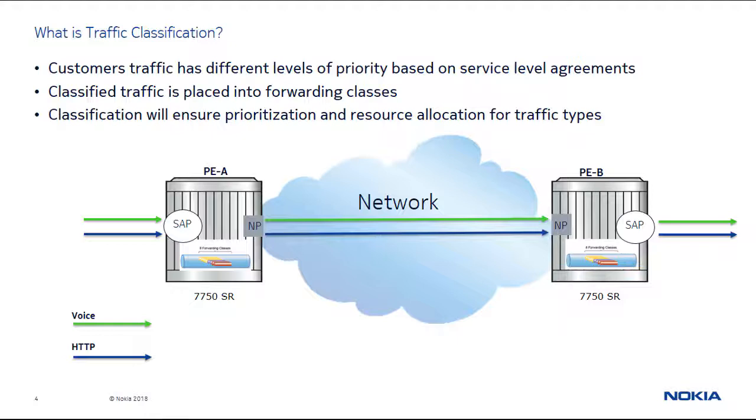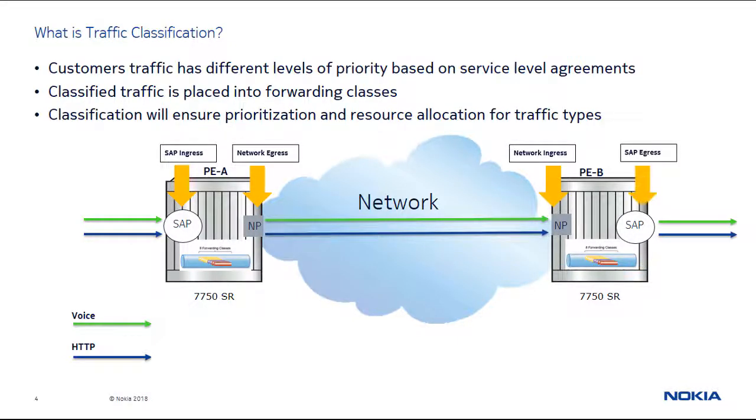Classification and marking of packets are implemented at different parts of the network to provide end-to-end quality of service. This is called per hop behavior, or PHB, because each router must identify traffic and provide QoS mechanisms along the path in the network. These points in the network are SAP Ingress, Network Egress, Network Ingress, and SAP Egress.